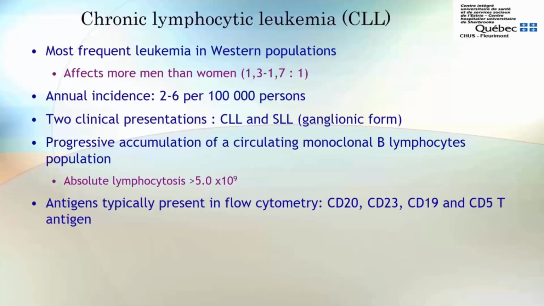As you well know, CLL is the most frequent adult leukemia in our populations, with an annual incidence of 2 to 6 cases per 100,000 people. It can manifest in a ganglionic form, SLL, but most cases present as a leukemia characterized by a progressive increase of a monoclonal lymphocytosis.